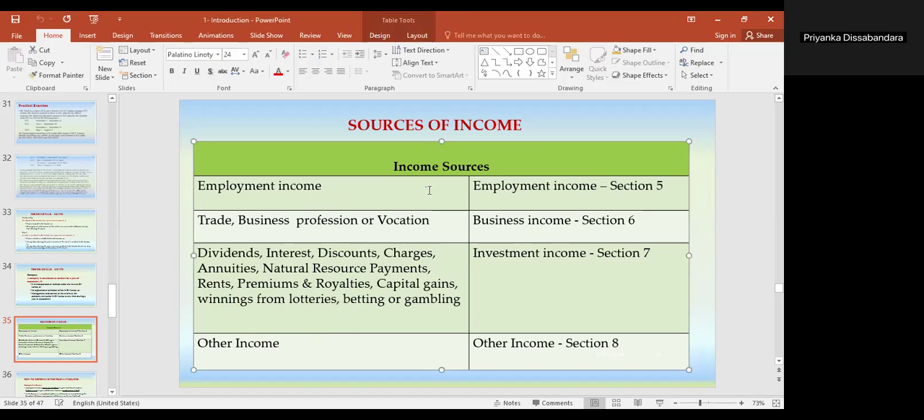For an employment, we have to do a lot. For the business, we have to take a lot of risk. But for this income, very easily we can earn.